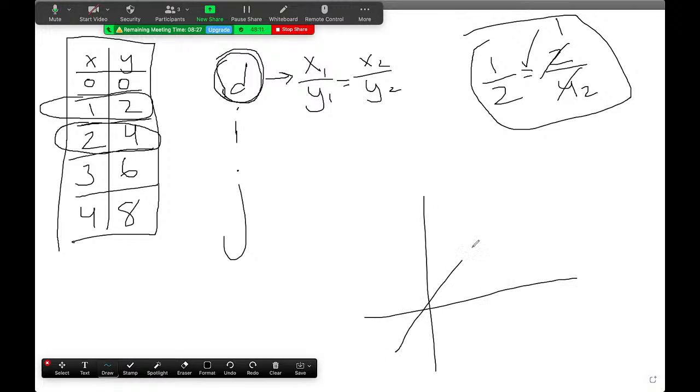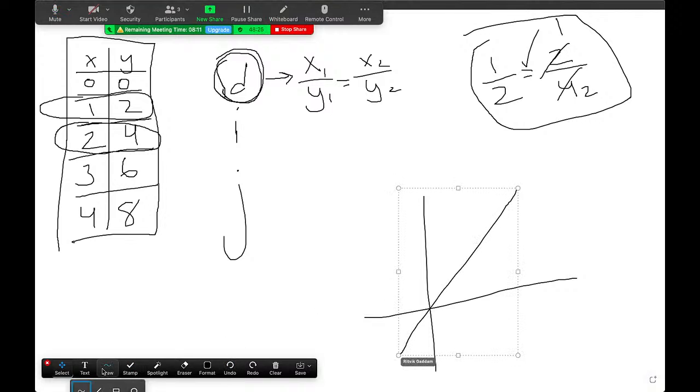See, the graph looks something like this. It goes through the origin, because 0, 0 is a pair. Doesn't look like it goes through the origin, but whatever. Yeah, it goes through the origin and everything. There we go. So it goes through the origin.